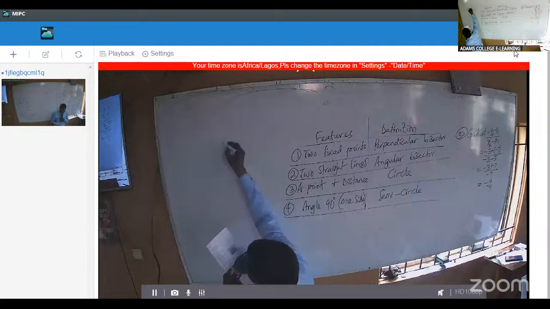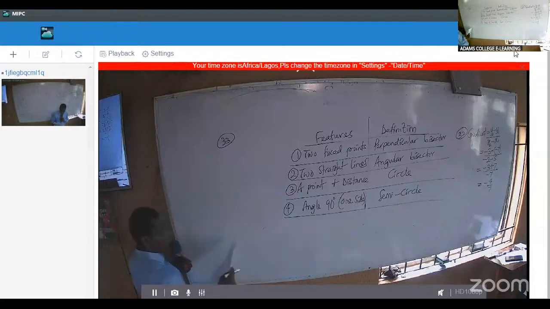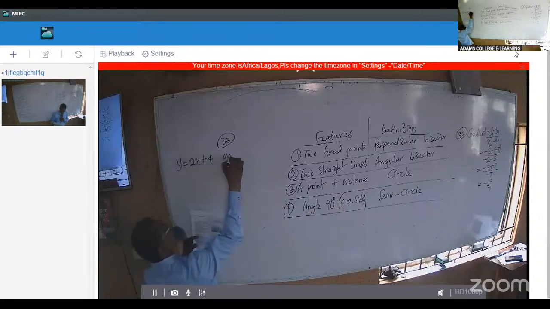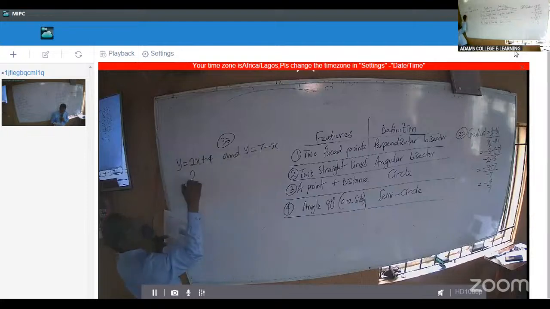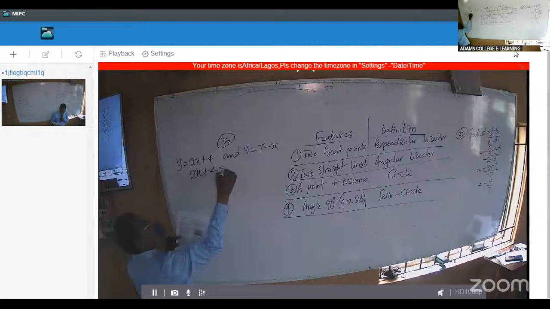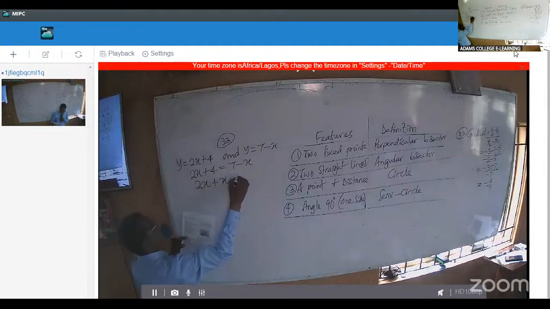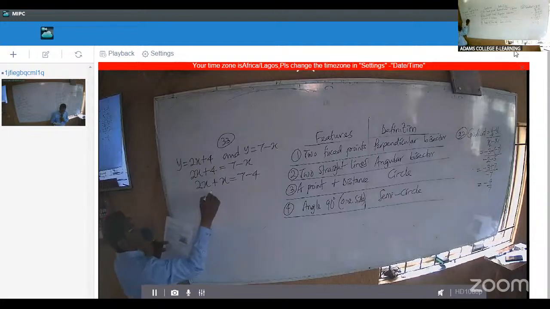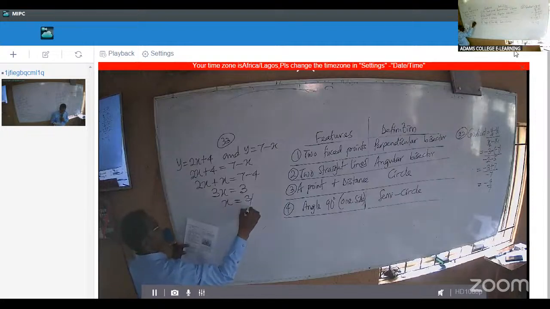33. Distance between the point 4,3 and the intersection of y equals 2x plus 4 and what? We solve the two of them simultaneously. So I say 2x plus 4 equals 7 minus x. 2x plus x, 7 minus 4. What's 2x plus x? What's 7 minus 4? So what's x going to be? 1.